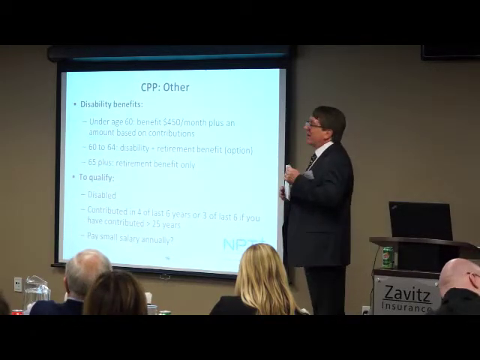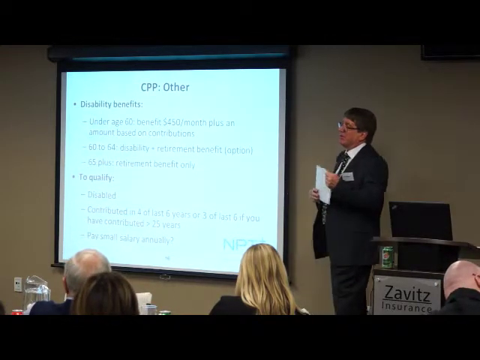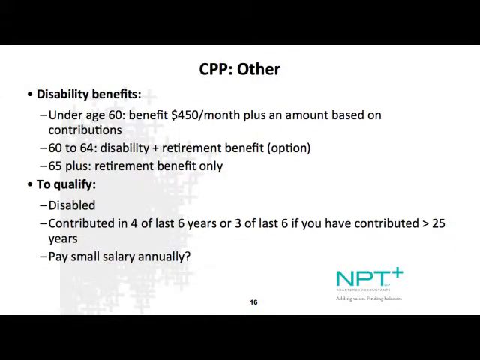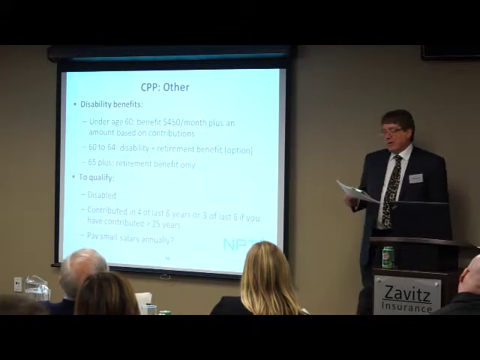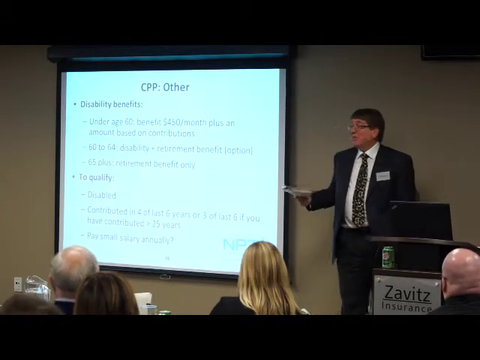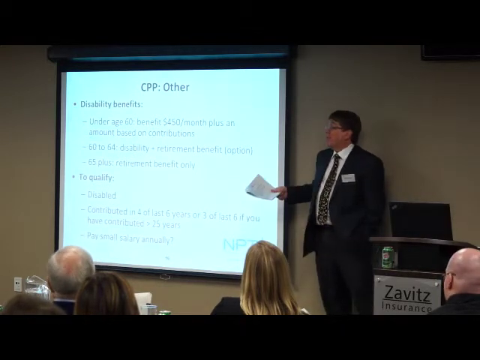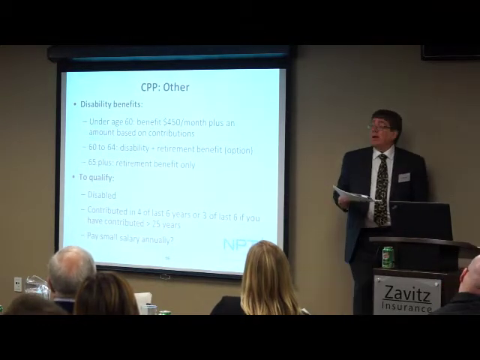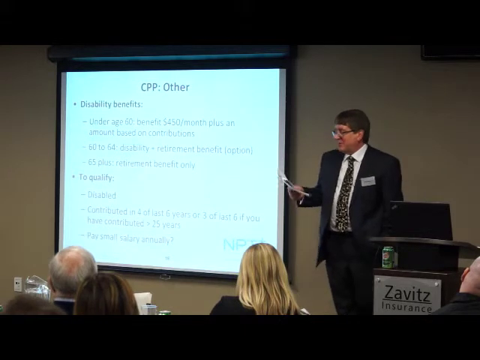So the first one are the disability benefits. A lot of people don't even know this, but if you're paying CPP and you become disabled, you're entitled to a disability benefit. I know a few people that are receiving these. It's under age 60, it's $450 a month plus, depends how much you've contributed in your past. So that's not a huge amount, but it's not bad.